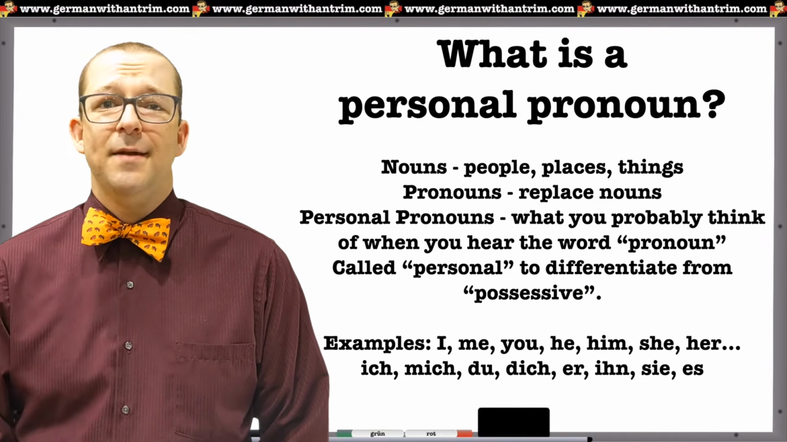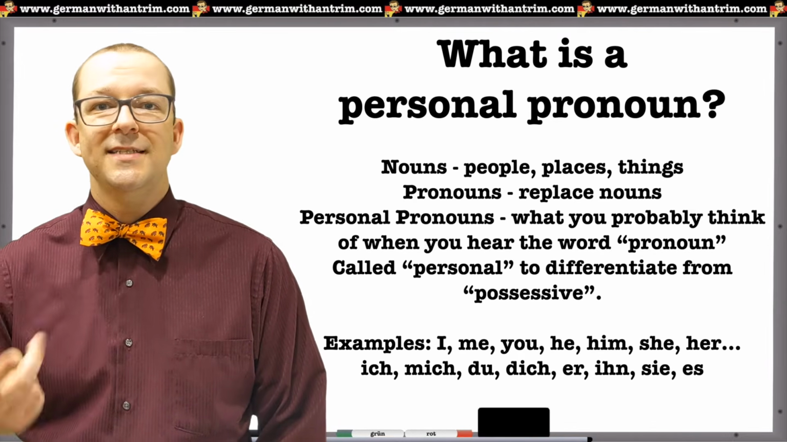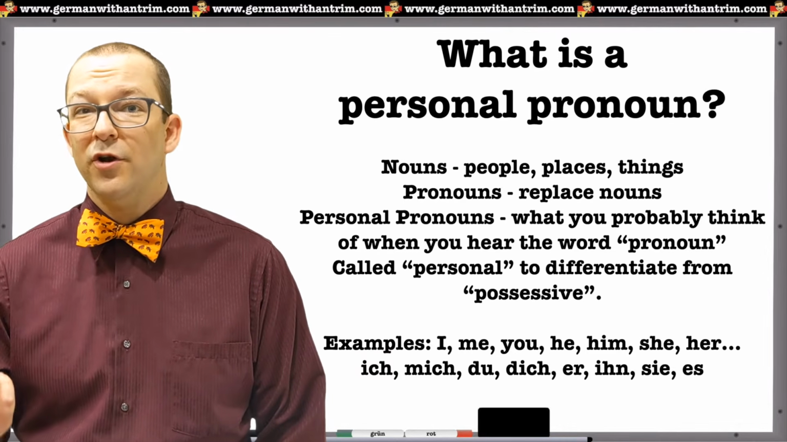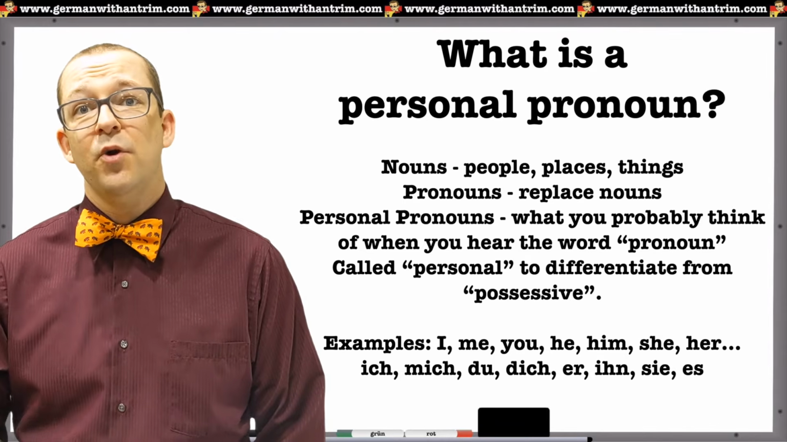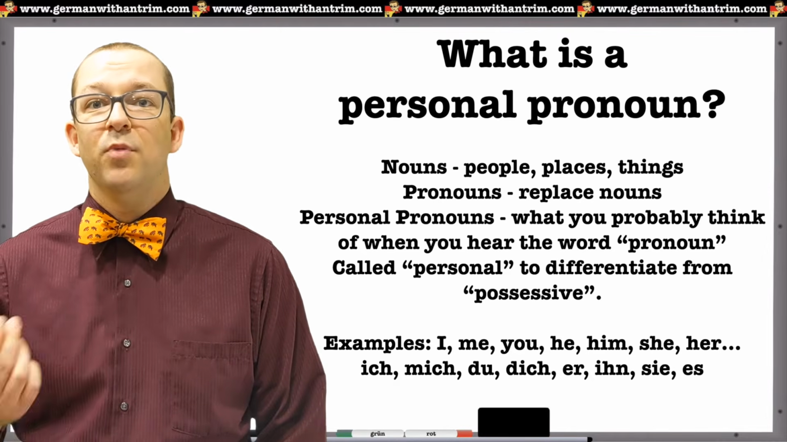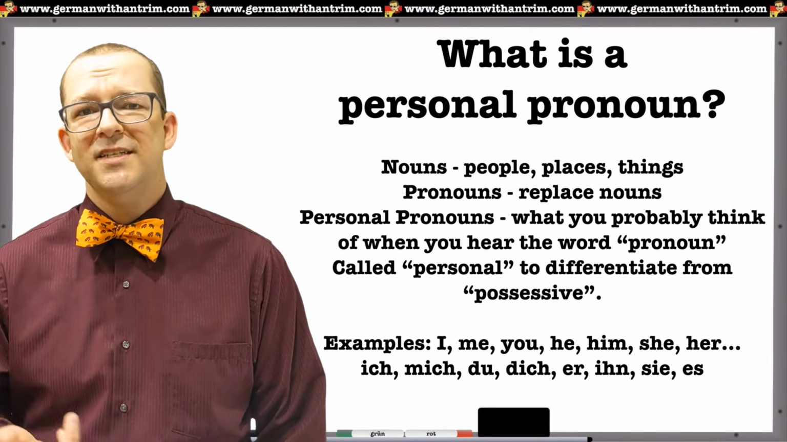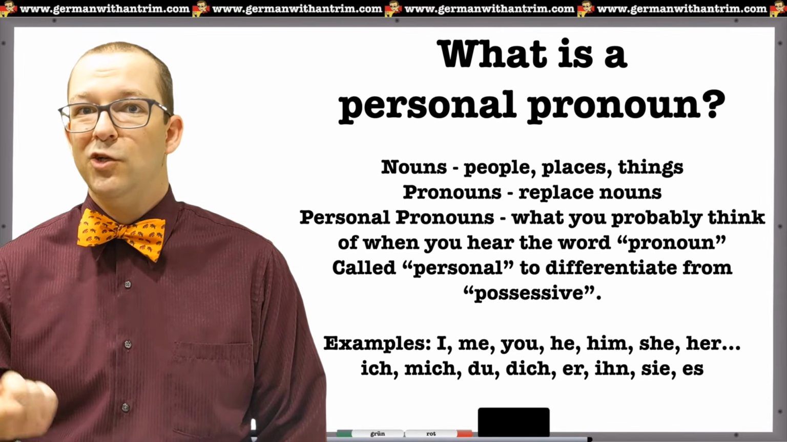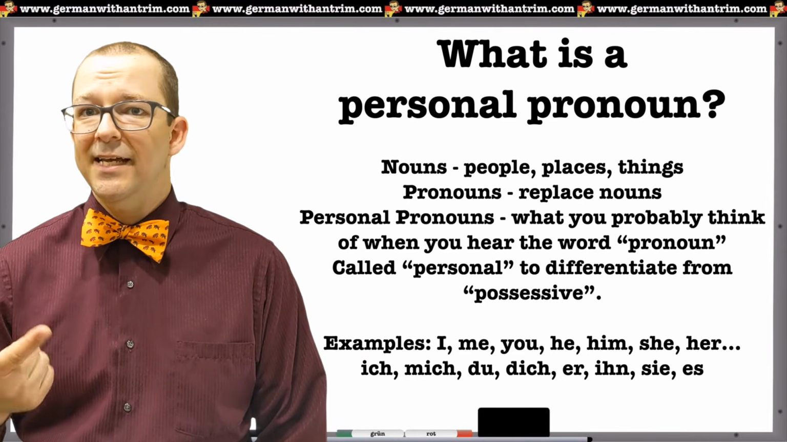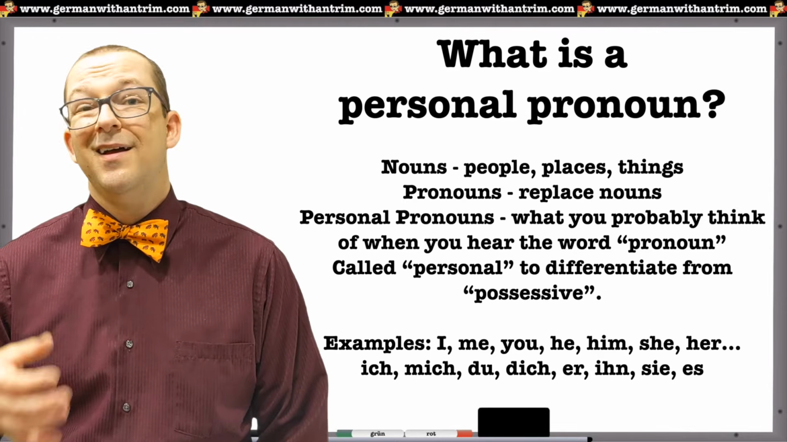First of all, what is a personal pronoun? Pronouns in general replace nouns. Nouns are people, places, things, and ideas. If you replace one of those with a word that is usually shorter, that word is a pronoun. Personal pronouns are the ones that you usually think of when someone mentions pronouns. We call them personal pronouns to differentiate between possessive pronouns and personal pronouns. Possessive pronouns would be like mine and yours. In English, personal pronouns are words like I, me, you, he, him, she, her, and so on.